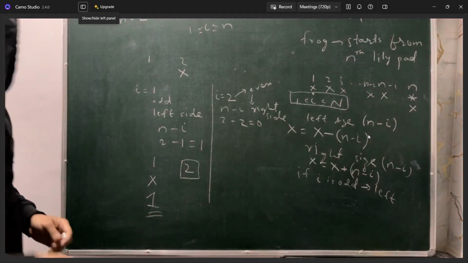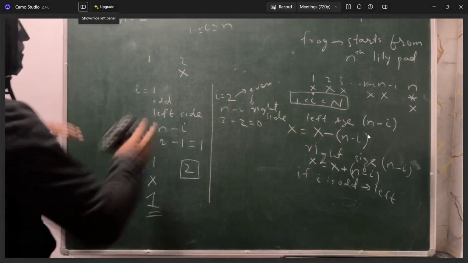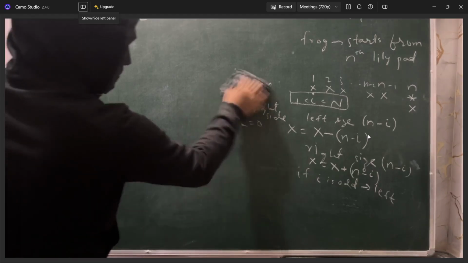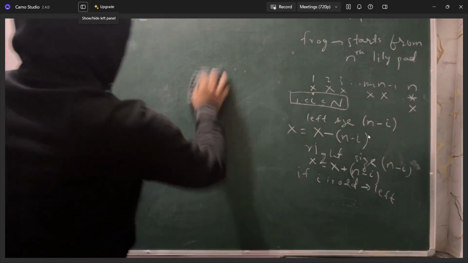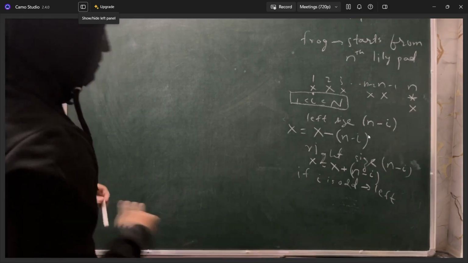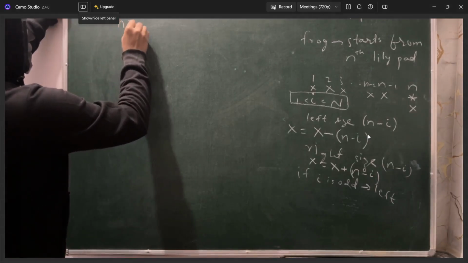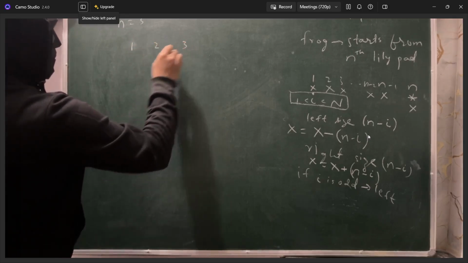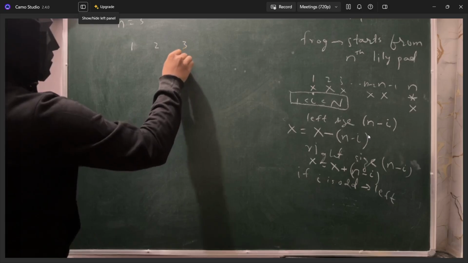So this was it, and let's try to understand when n is 3. Understanding this problem is important. The solution is like one line. It's very easy. When n is 3, let's say, which means you have 3 pads: 1, 2, 3. You have 3 lily pads. Initially your frog is at this position.